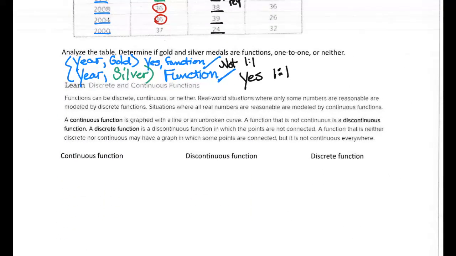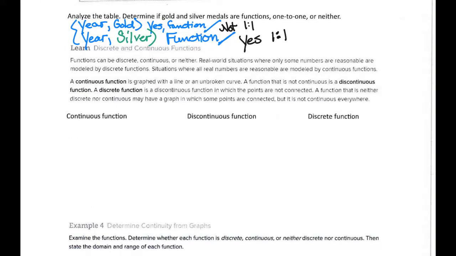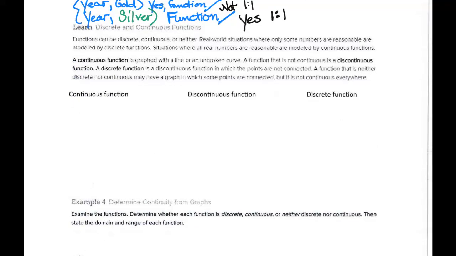All right. So then there are 3 different categories of functions. They can be discrete, they can be continuous, or neither. Okay? All right. It says a continuous function, right here, down here at the bottom. A continuous function is graphed with a line or an unbroken curve. So continuous could look like this.